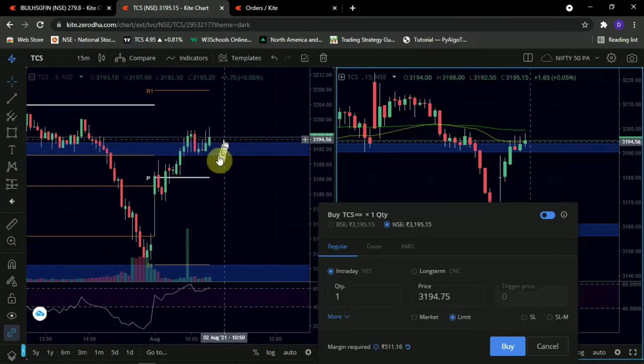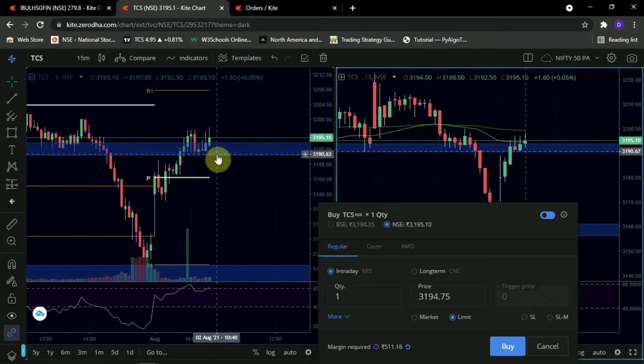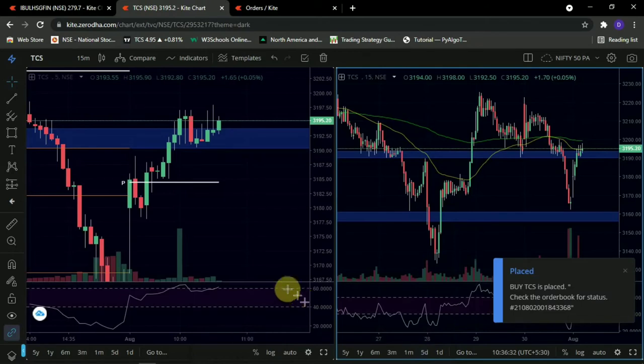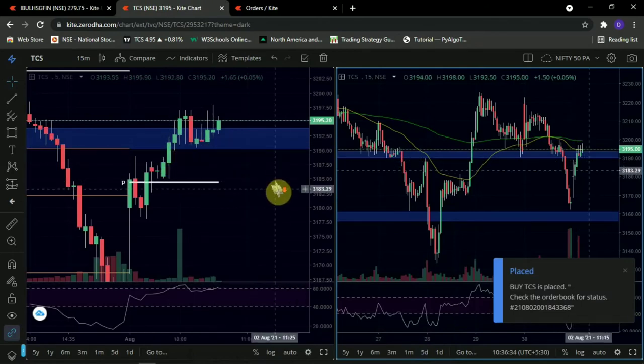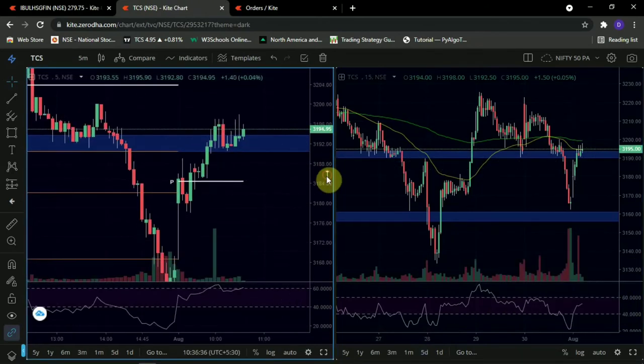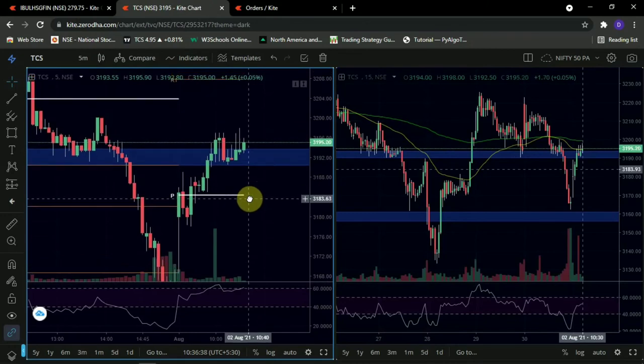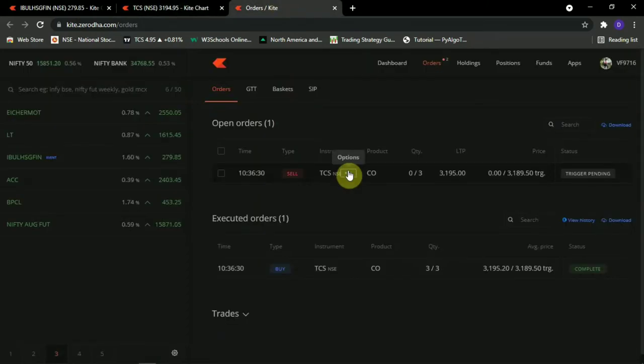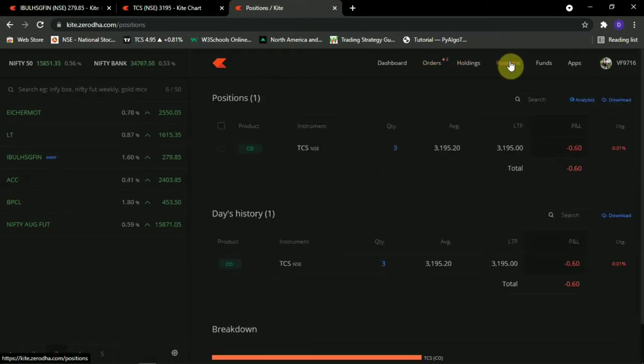So at this point we are going to buy, and our stop loss would be below this. So we have entered the trade. I entered half quantities, I have not entered the full quantities. As you can see, our trade is executed.